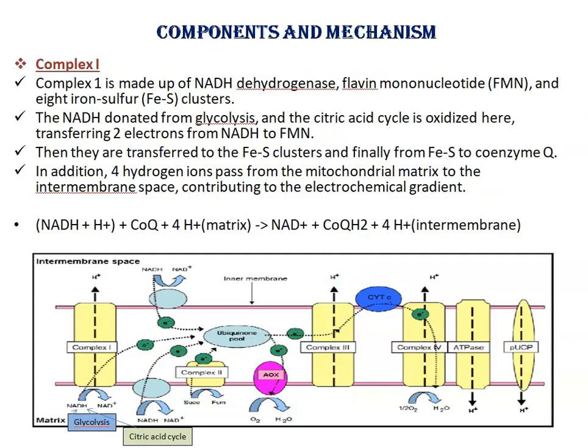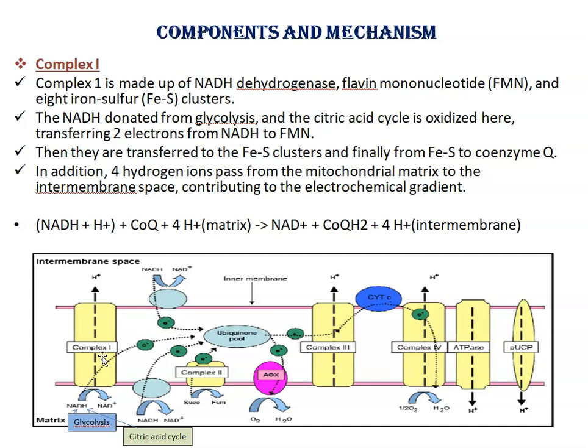Now next is components of electron transport chain and the mechanism of action. So first is complex 1. So I'll repeat here. This is inner membrane of mitochondria, matrix, intermembrane space, and this is electron transport chain, different complexes of electron transport chain. Complex 1 is also known as ubiquinone oxidoreductase, and it is made up of NADH dehydrogenase, flavin mononucleotide, and 8 iron sulfur clusters.